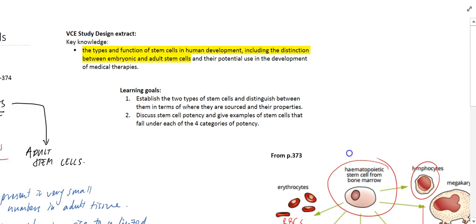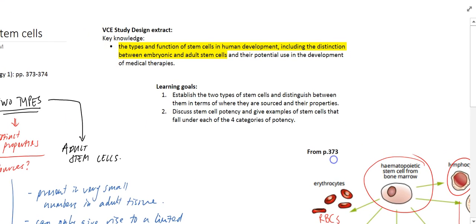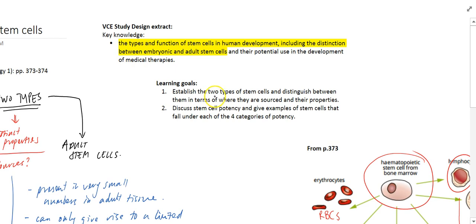So we've looked at the two types of stem cells, and we've distinguished between them in terms of where they are sourced and their properties. I should point out that the contents of this particular page refer to the VCE study design key knowledge descriptor, which is listed here.